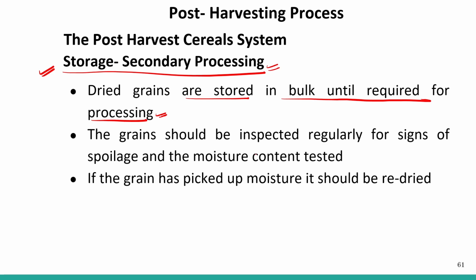The grain should be inspected regularly for signs of spoilage and the moisture content tested. So we must inspect the seed for any spoilage or any increase in moisture content, right? First of all, the container should be tightly packed, and you must ensure that no rodents reach the seeds and no moisture reaches the seeds, because it can spoil them. This is very, very important for storage. If the grain has picked up moisture, it should be re-dried immediately.